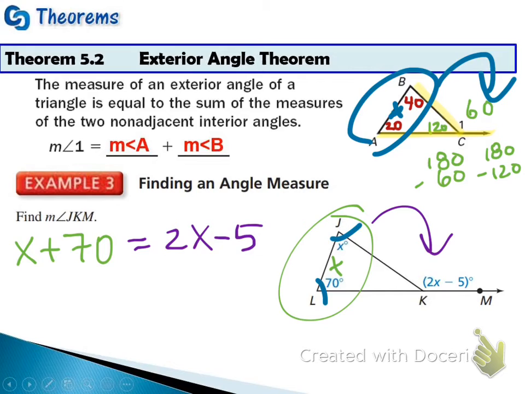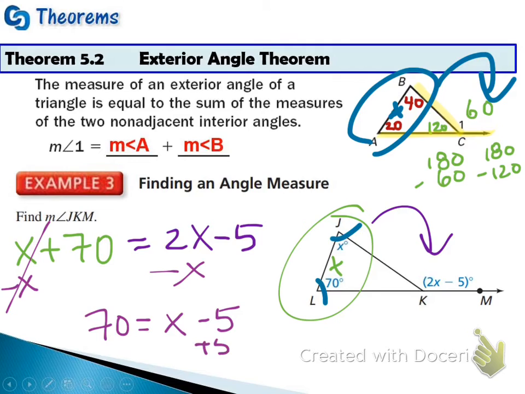All right, so from here, we will take the smaller x, which is x. What's 2x minus x? X. All right, then add 5 and x equals 75. Did it ask me for x? It did not. It said find the measure of j, k, m.